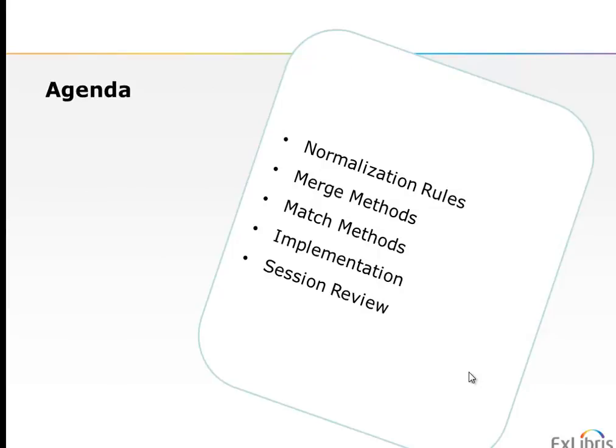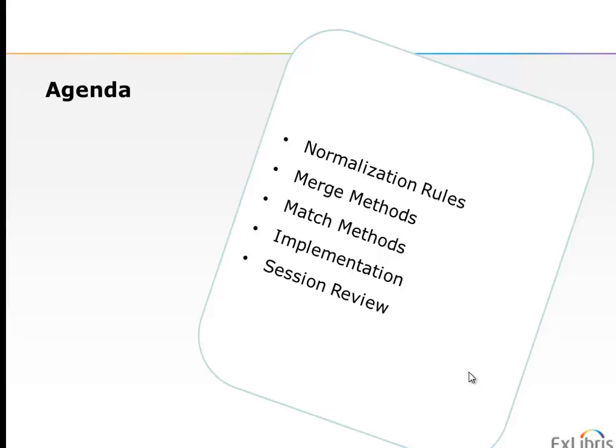In this session, we're going to discuss three different elements relating to managing bibliographic metadata: normalization rules, merge methods, and match methods. Normalization rules are used to edit MARC 21 bibliographic or holdings records according to a predefined rule. You can use normalization rules to add, remove, or replace MARC fields. You can apply normalization rules to individual records or to sets of records.